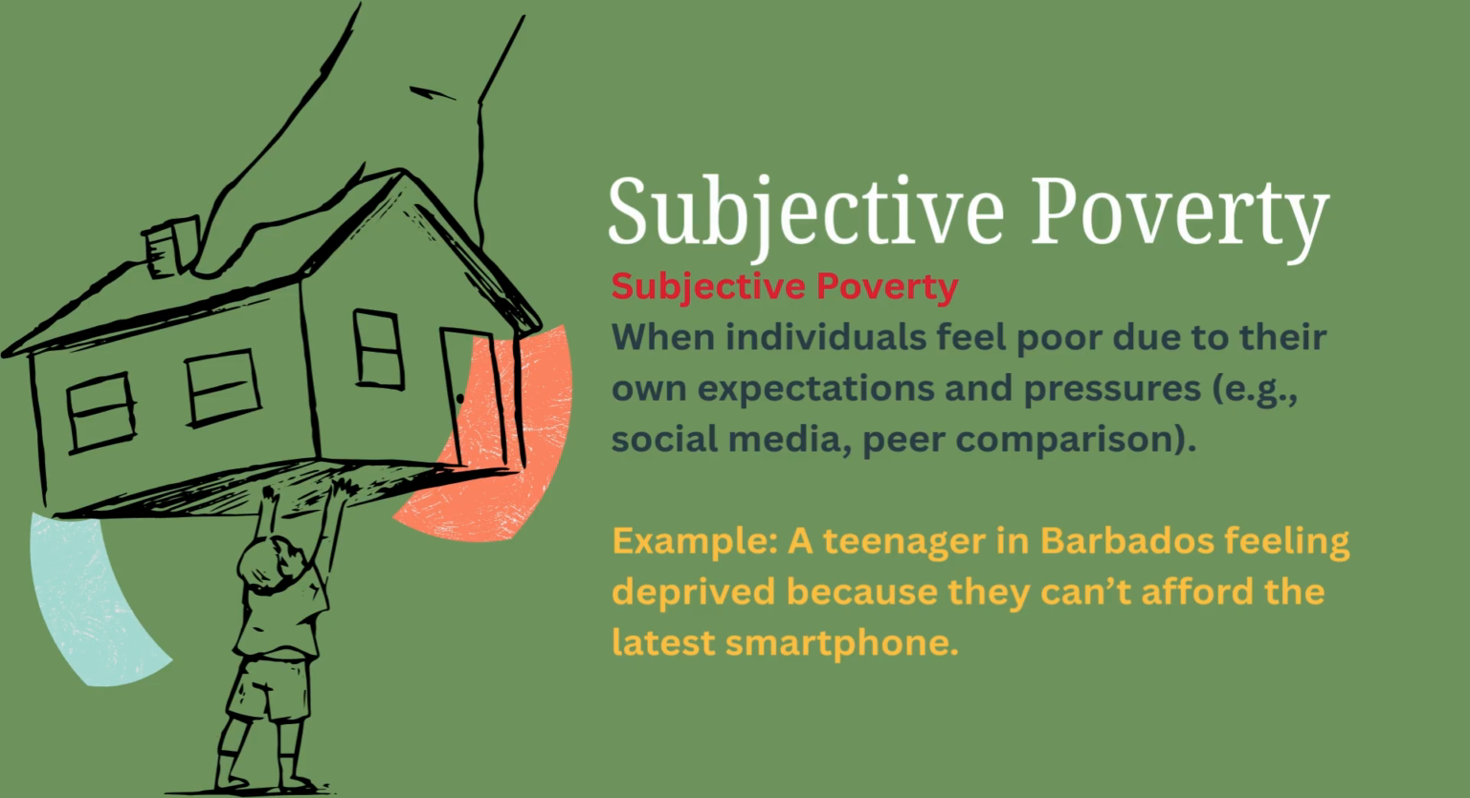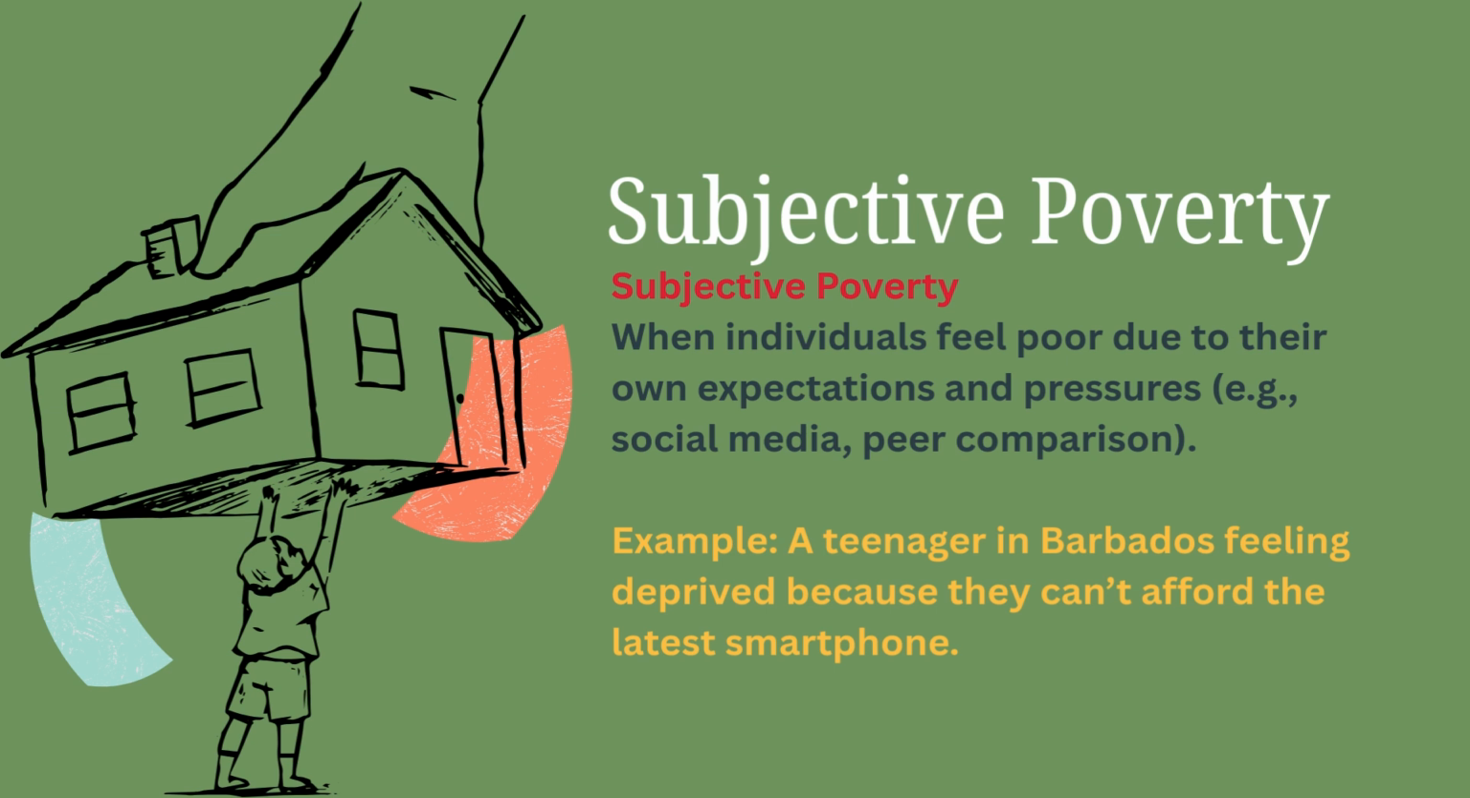Now we move to the third type of poverty, and it is subjective poverty. And subjective poverty is when individuals feel poor due to their own expectations and pressures. For example, what you see on social media or what your peers have.